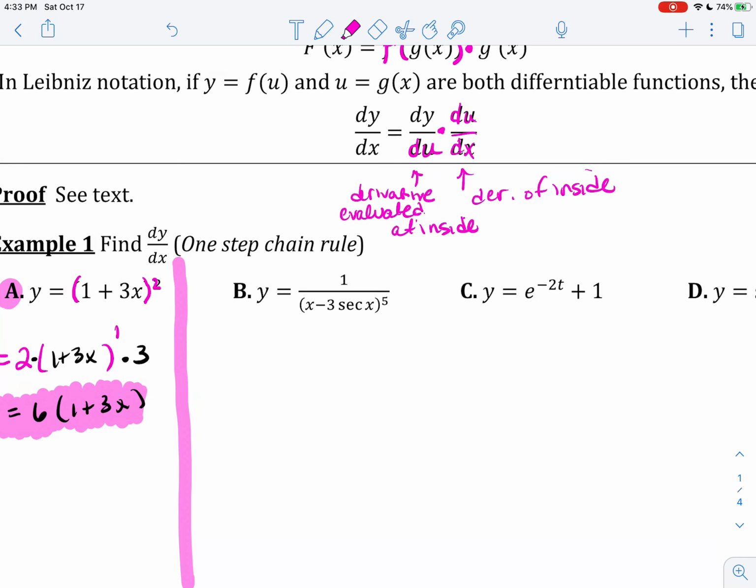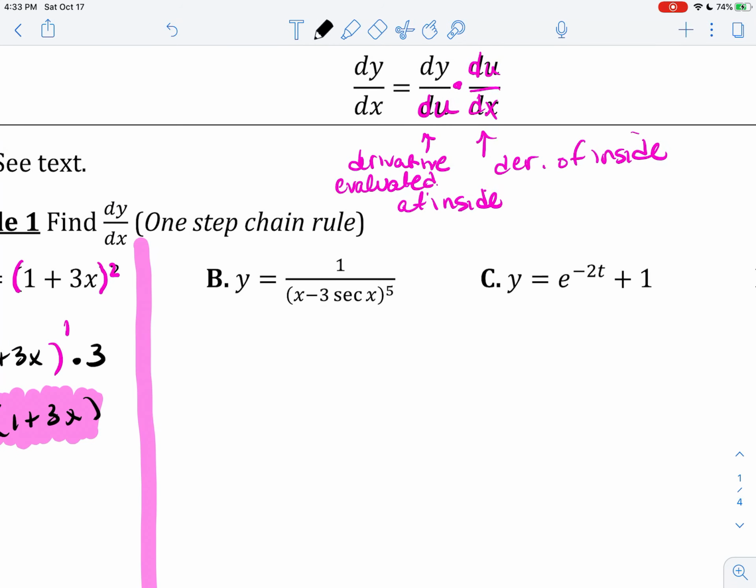In the second example, instead of employing the quotient rule, I think the power rule is much easier to use than actually going through the motions of applying the quotient rule. So I'm going to use some exponent rules, and I'm going to rewrite this equation as (x minus 3 secant x) to the minus 5, right? And now I see that the outside function is x to the minus 5.